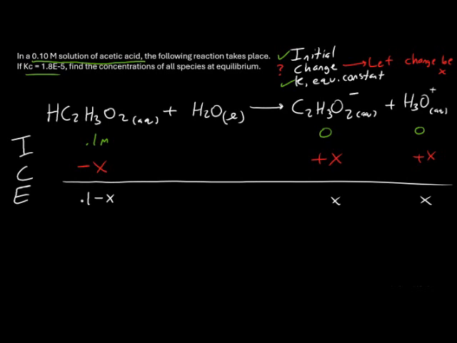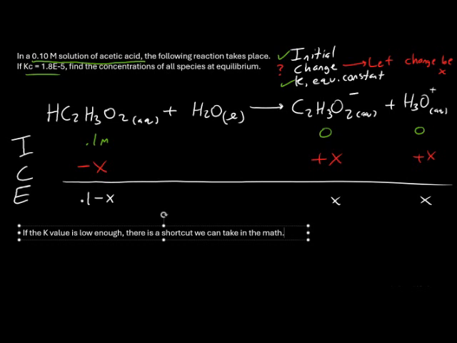Before we go any further, let's discuss the small x approximation. The small x approximation states there's a shortcut we can take in the math as long as the k value is low enough. The reason for this is because if the k value is low enough, we won't make very much product and we will hardly use any reactant. Recalling that the k value represents how favorable the reaction is, if this reaction is not very favorable, we won't use very much of our starting material at all.